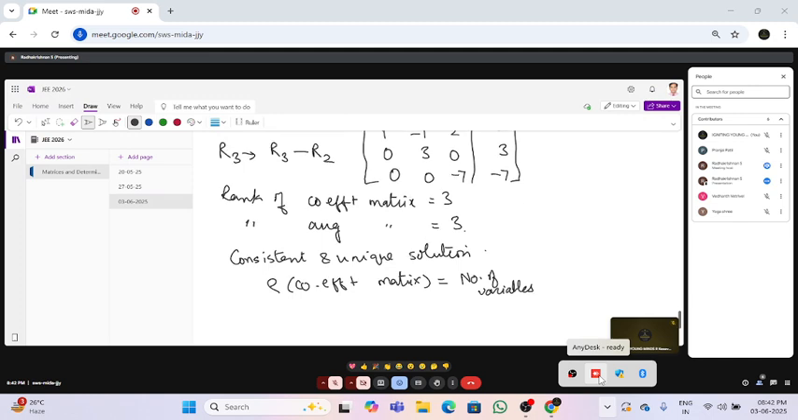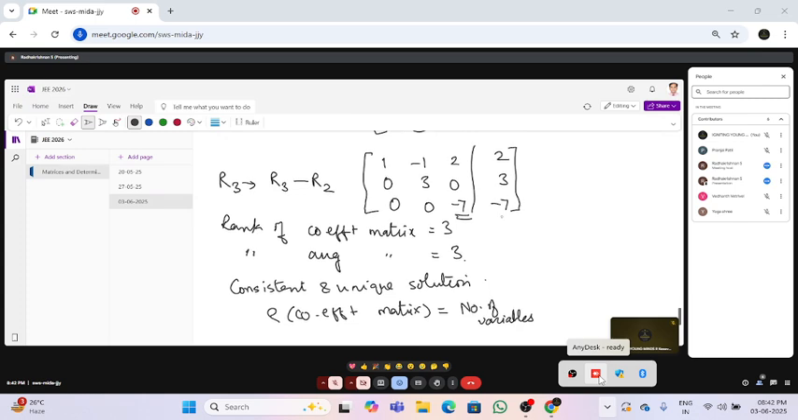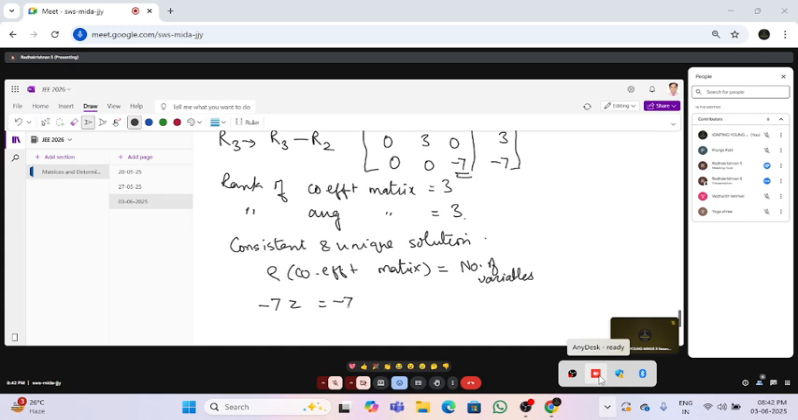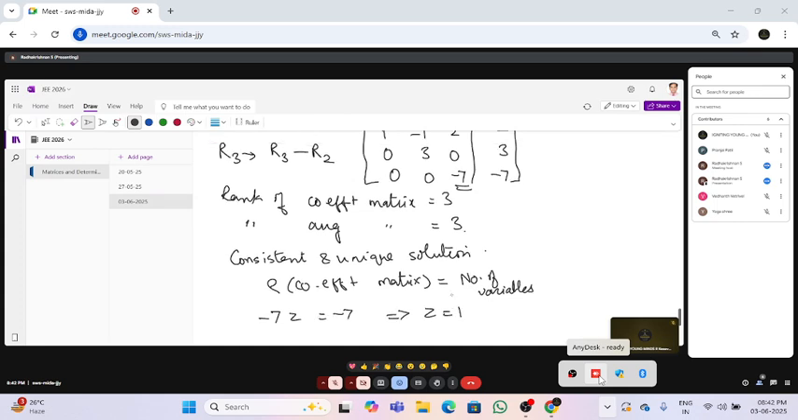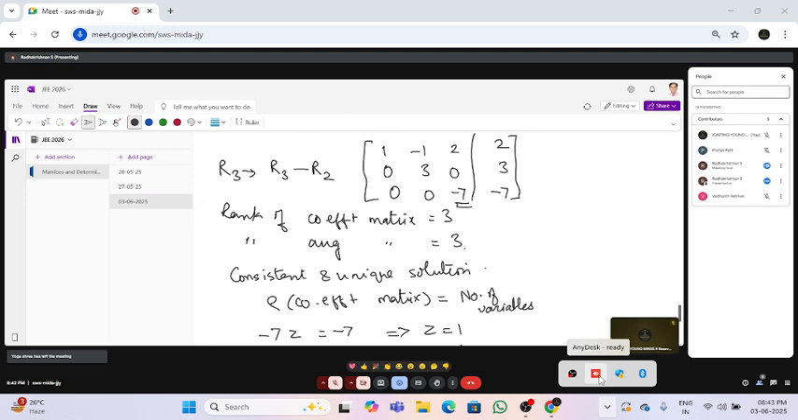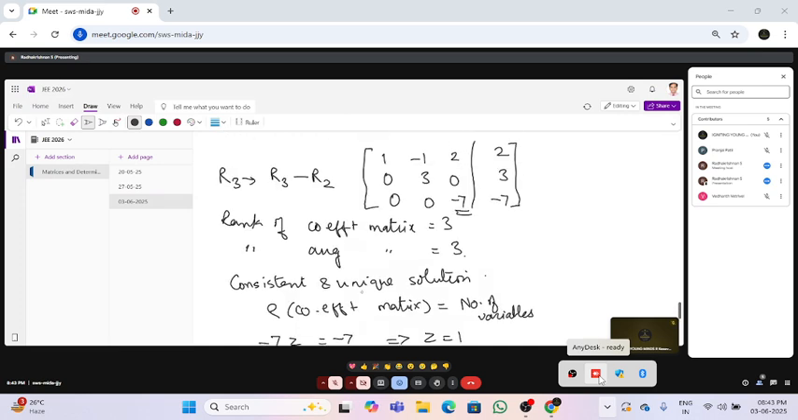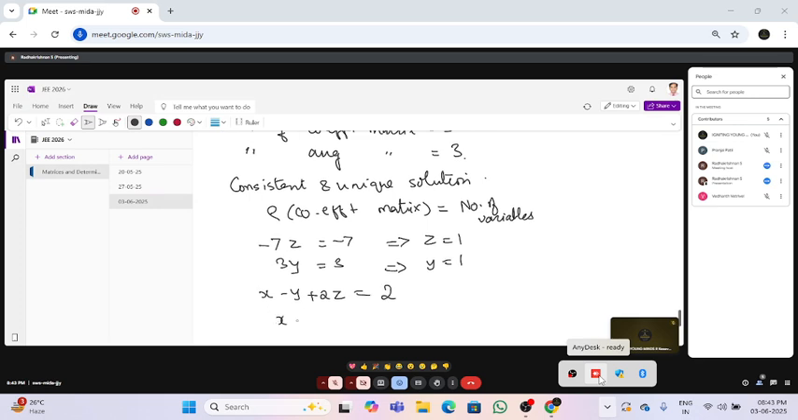This one we can easily solve once we have converted it into row echelon form. This equation tells us minus 7z equal to minus 7, which gives z equal to 1. The second equation tells us 3y equal to 3, so y equal to 1. The first equation tells us x minus y plus 2z equal to 2. That means x minus 1 plus 2 equal to 2, which gives x equal to 1. So this has a unique solution: x equal to 1, y equal to 1, z equal to 1.